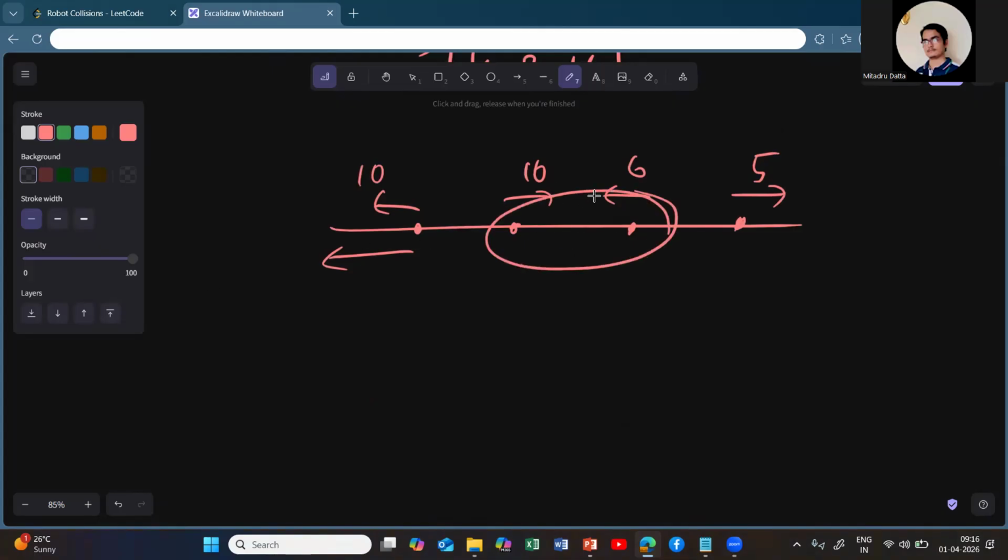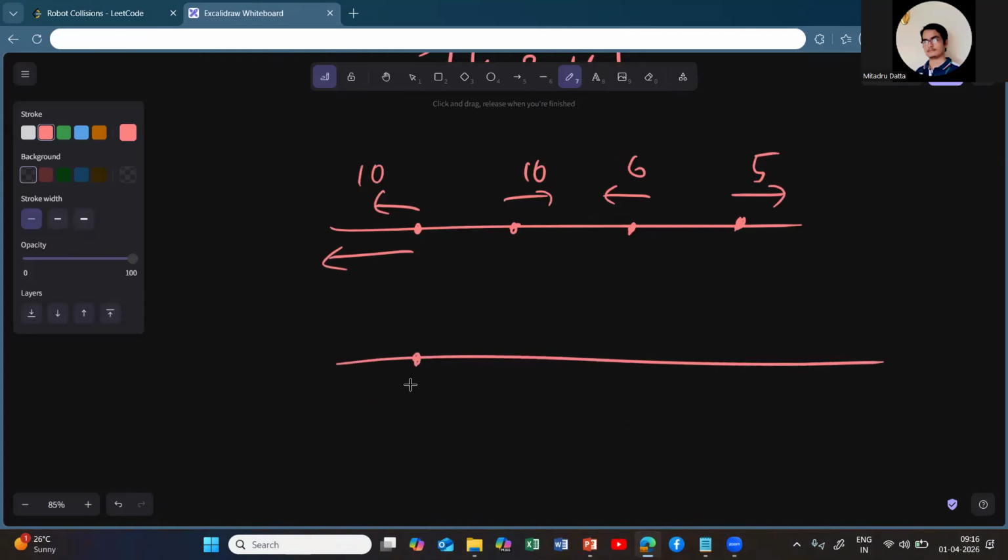These two will collide with each other. Since 6 has a lower health, this health will reduce to 0. After the collision, what will happen? This will still be moving towards the left with 10. This will be moving to the right with 9, and this one will not be present, it will be removed from the line, and its health will be reduced to 0, and this will move to the right.